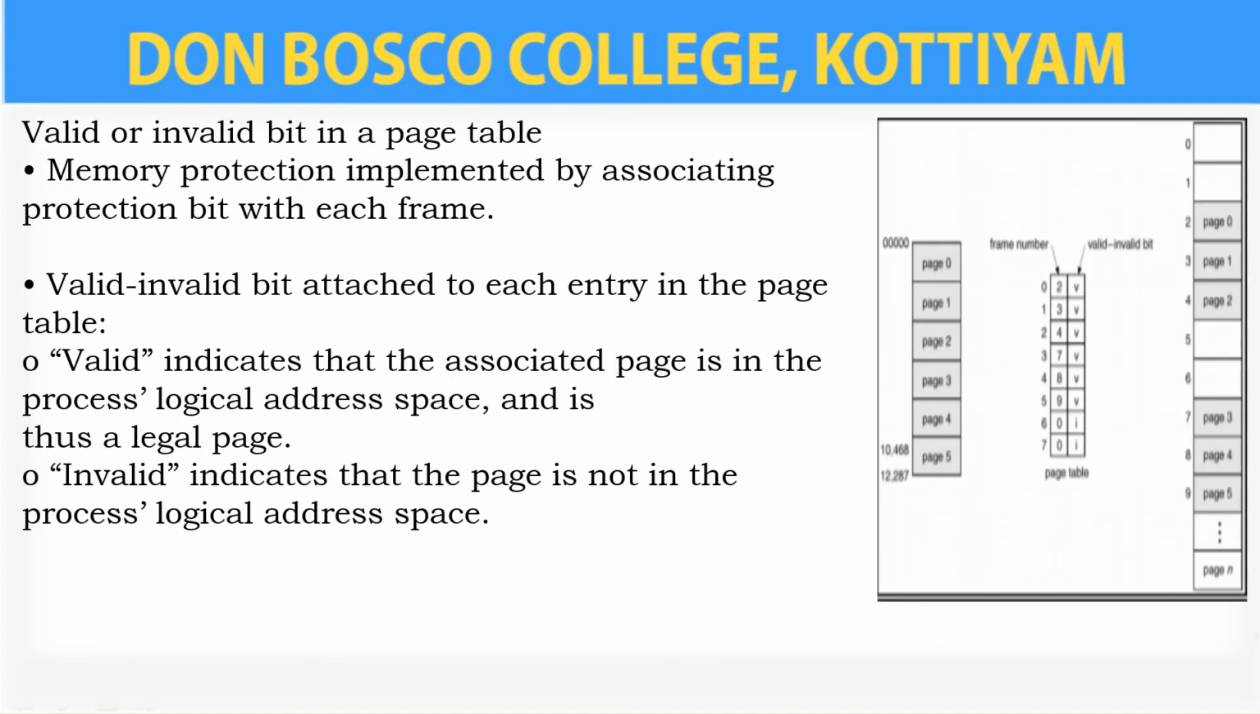To implement memory protection, we have a valid or invalid bit. Valid means that the associated page is in the process. Invalid means that the page is not in the process's logical address space.